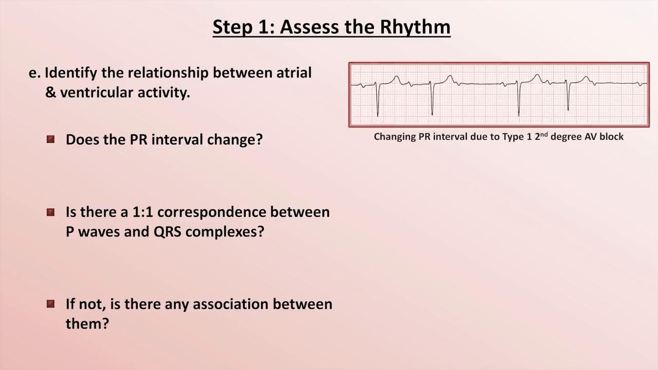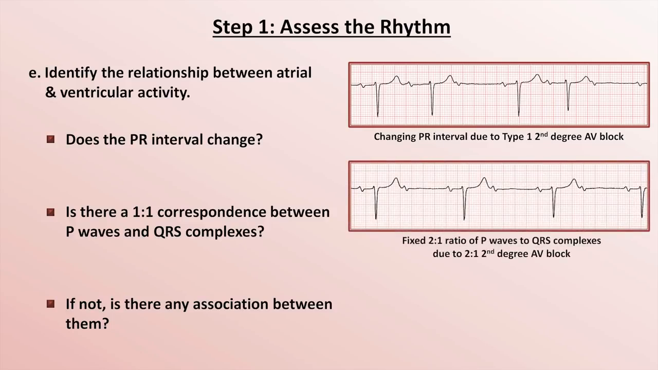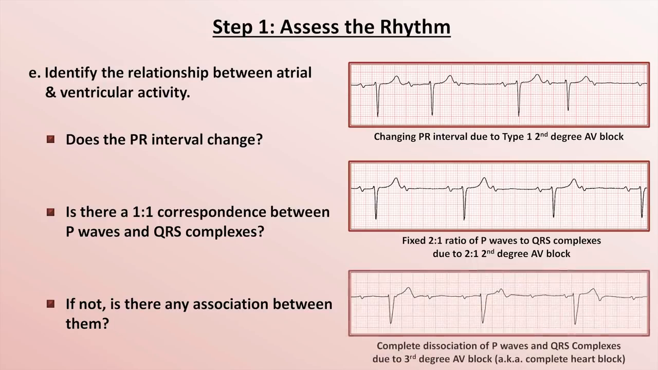Here's an example of a changing PR interval due to type 1 second-degree AV block. You may also notice that there are more P waves than QRS complexes, since every third P wave does not get conducted. Here's an example of fixed 2-to-1 AV block, which may be either type 1 or type 2. And last, here's an example of complete dissociation of P waves and QRS complexes as a consequence of third-degree AV block, also called complete heart block.